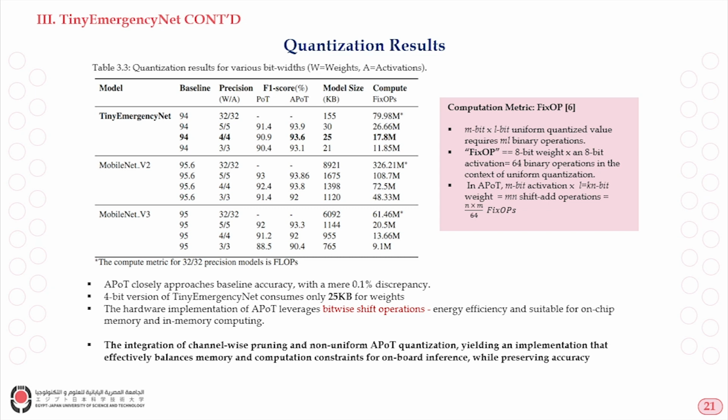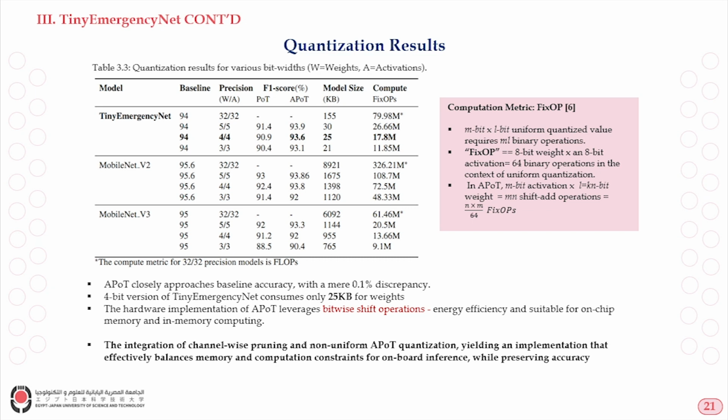In this case, we are trying to use bit shifting, and therefore we used this metric, which we call fixed operations. So if we have 8 bits multiplied with another 8 bits, those are 64 binary operations, and then we divide by the APoT number of terms we used, and we get the fixed operations, which is more energy efficient, as we saw in the earlier analysis.